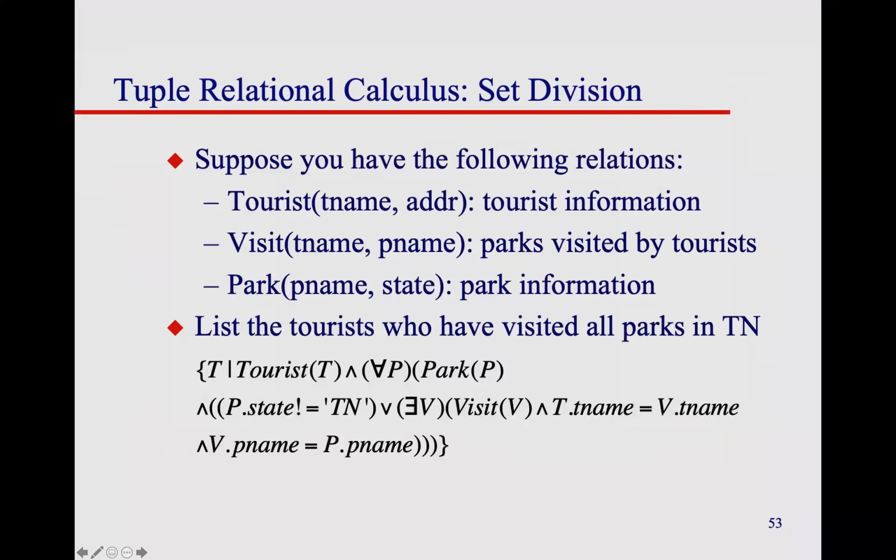And again, this part's really important. This part right here throws away any park whose state is not Tennessee, because we're not asking for tourists who have visited every park in the country. We're only asking for tourists who have visited every park in Tennessee. So when we encounter a park whose state is not equal to Tennessee, it's automatically true. We say we're not going to consider it further. Okay, so questions about set division.